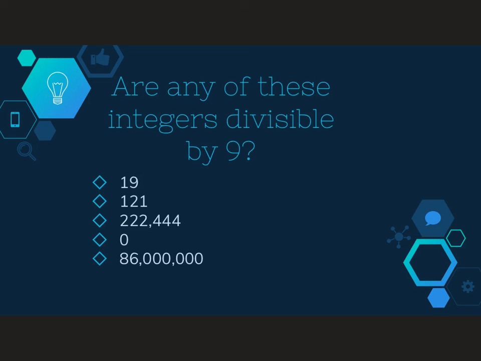So 1 plus 9 is 10. Is 10 divisible by 9? No. 1 plus 2 plus 1 is 4. Is 4 divisible by 9? And etc. So keep getting your digital sum. Pause and you try, see what you get, and then you can compare on the next page. Okay, so just these work. This digital sum is 18, and 18 indeed is divisible by 9, and 0 is divisible by 9.